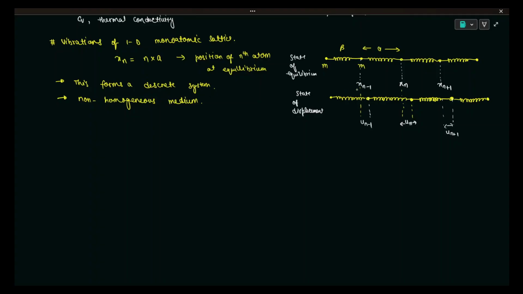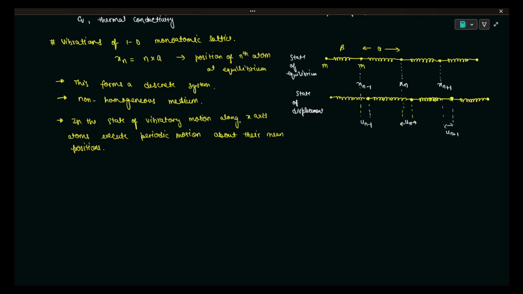Now in the state of this vibratory motion along the x-axis, the atoms will execute a periodic motion about their equilibrium positions, and they become a source of elastic waves which propagate through this medium.